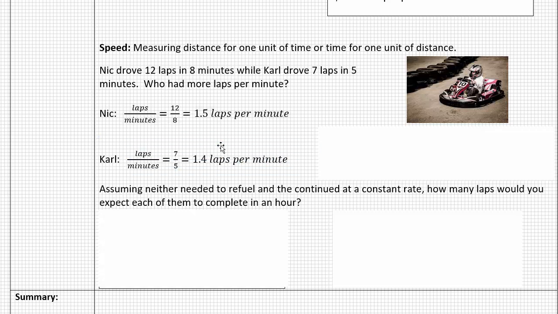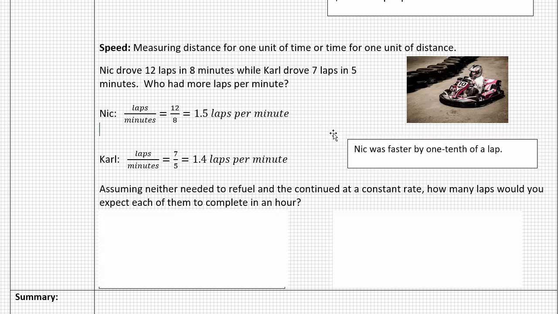Well, same setup. He did 7 laps in 5 minutes. 7 divided by 5 is 1 4/10. So Carl completed 1 4/10 laps per minute. That is his unit rate. So, who's faster? Who had more laps? Well, Nick just barely beat out Carl, and he was faster by 1/10 of a lap.